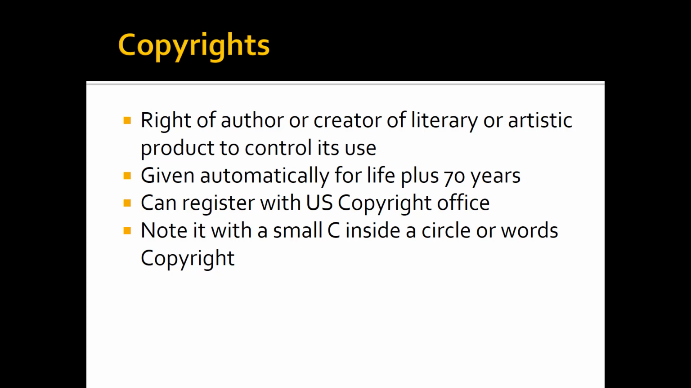If I sat down and wrote a novel, The Dark and Stormy History of Campbell University Night Classes, I don't know, make something up, I have an automatic copyright on that. And that copyright is for life, plus up to 70 years. You also can register your copyright with the Copyright Office, and you're going to note that you have a copyright by having a little C inside a circle or the word copyright.